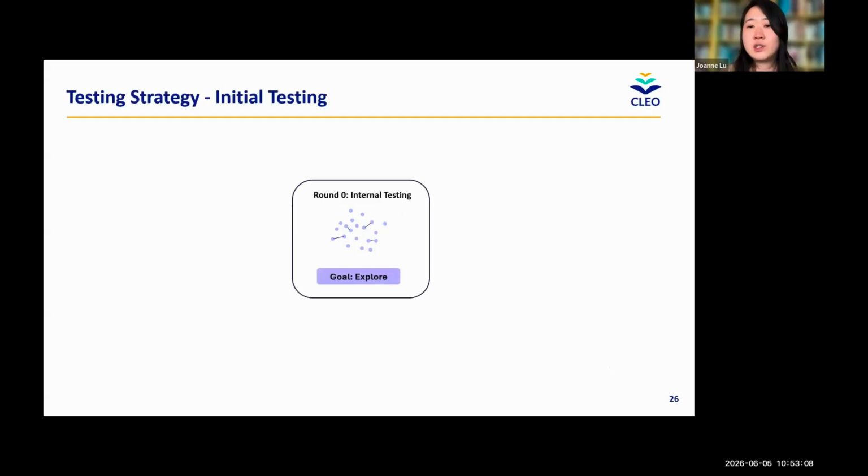So in terms of initial testing for round 0, we didn't go live with a McGill cohort. We did a lot of internal testing on our staff team to make sure that we could have a stable working version of the chatbot before we opened it up to systematic testing. So here's where we played with the prompt, we played with the database, we shifted some files to make sure that the knowledge was complete. And here the goal was just to explore the parameters of the chatbot.